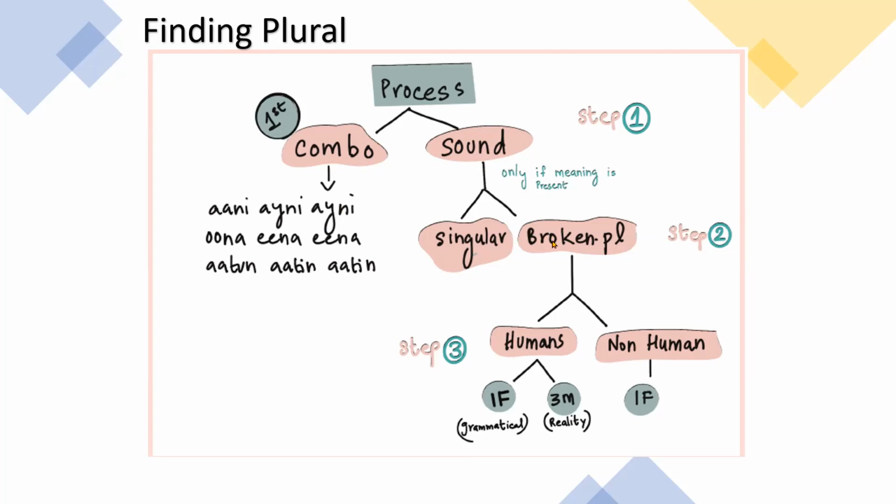So how do you know it's broken plural? Only by meaning. Only by meaning. And the broken plural has 2 categories, human and non-human. If it is human, it is considered singular and feminine, or it could be considered plural and masculine. If it is non-human, like books and pencil, then it is always feminine and singular, considered as singular. Everybody clear on that?